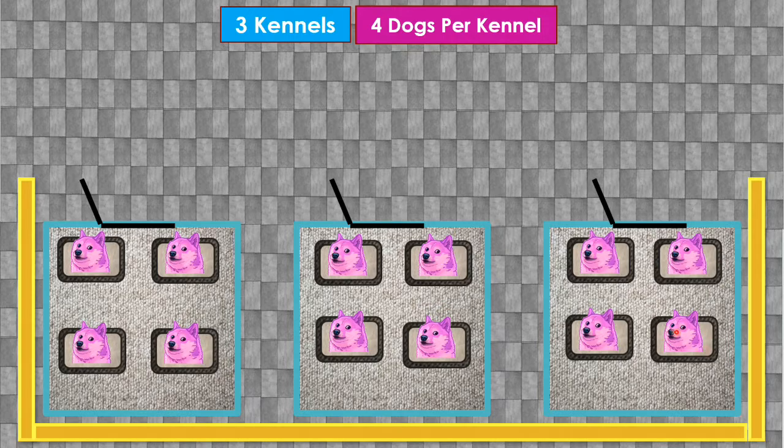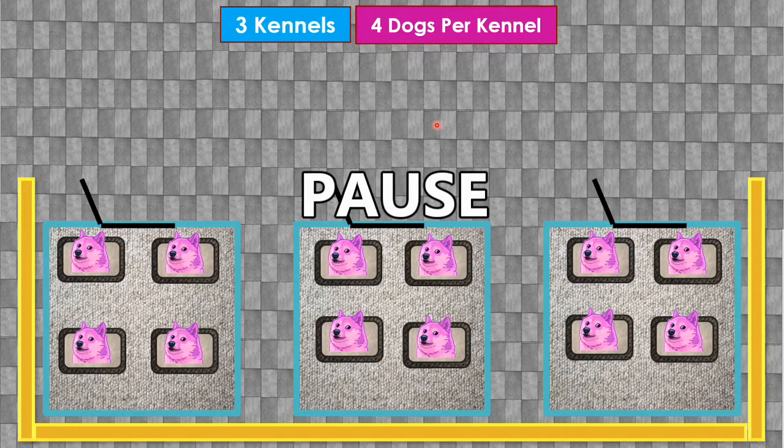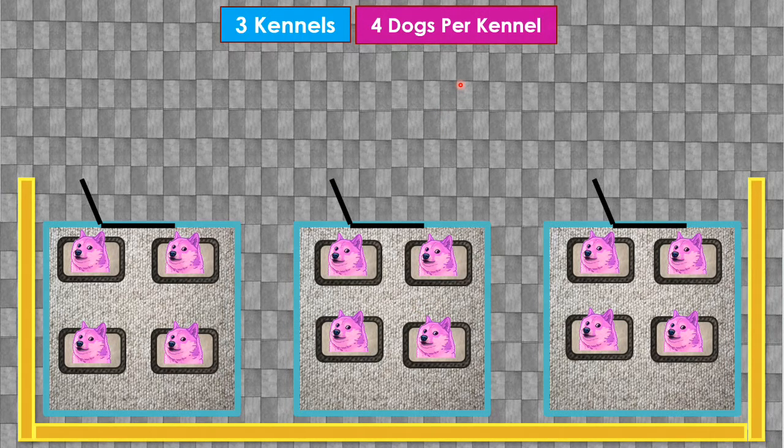What's the answer? Turn to your elbow partner and discuss what you think the answer might be. Go ahead and pause the video, and when you feel you've reached a conclusion, unpause it to see the answer. Alright, moving on.